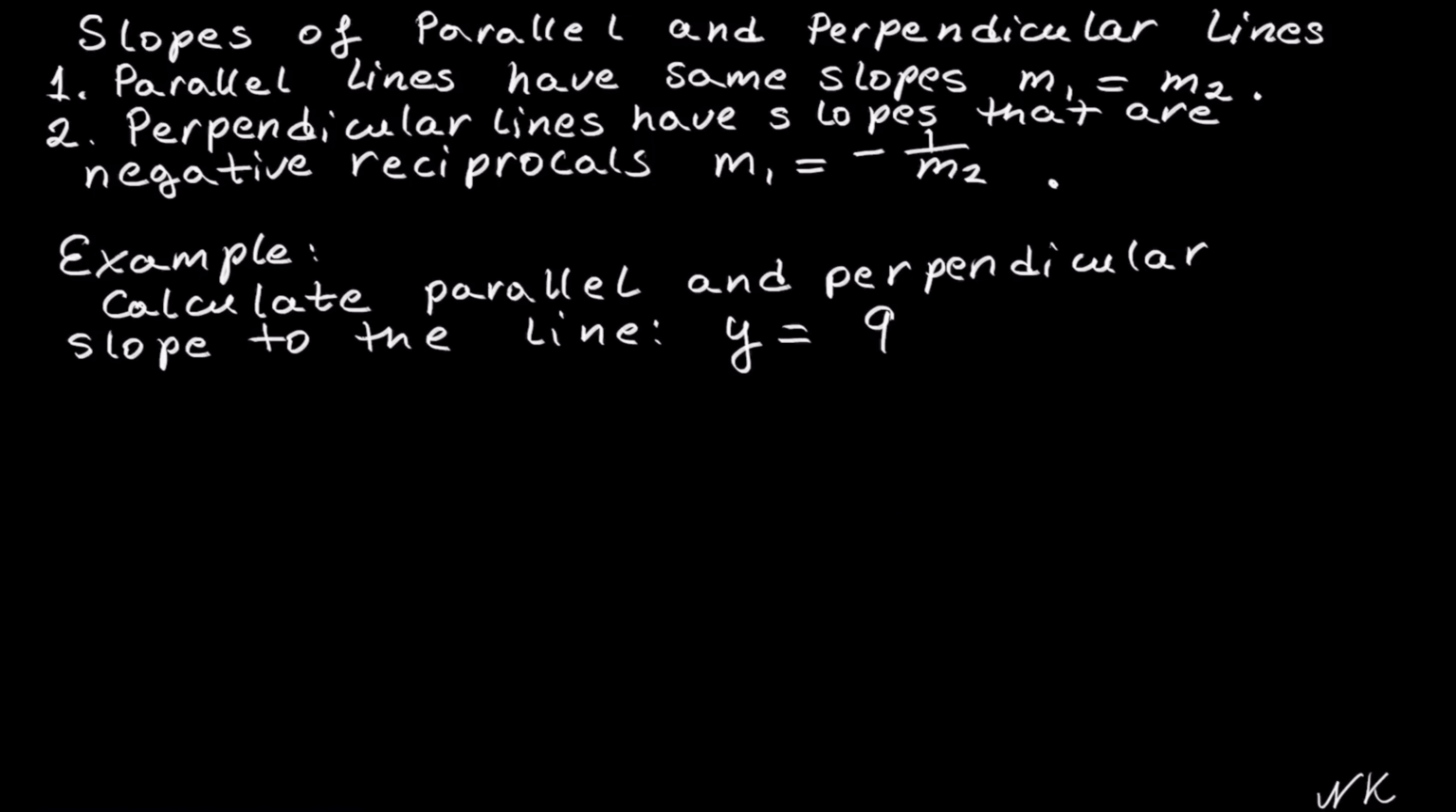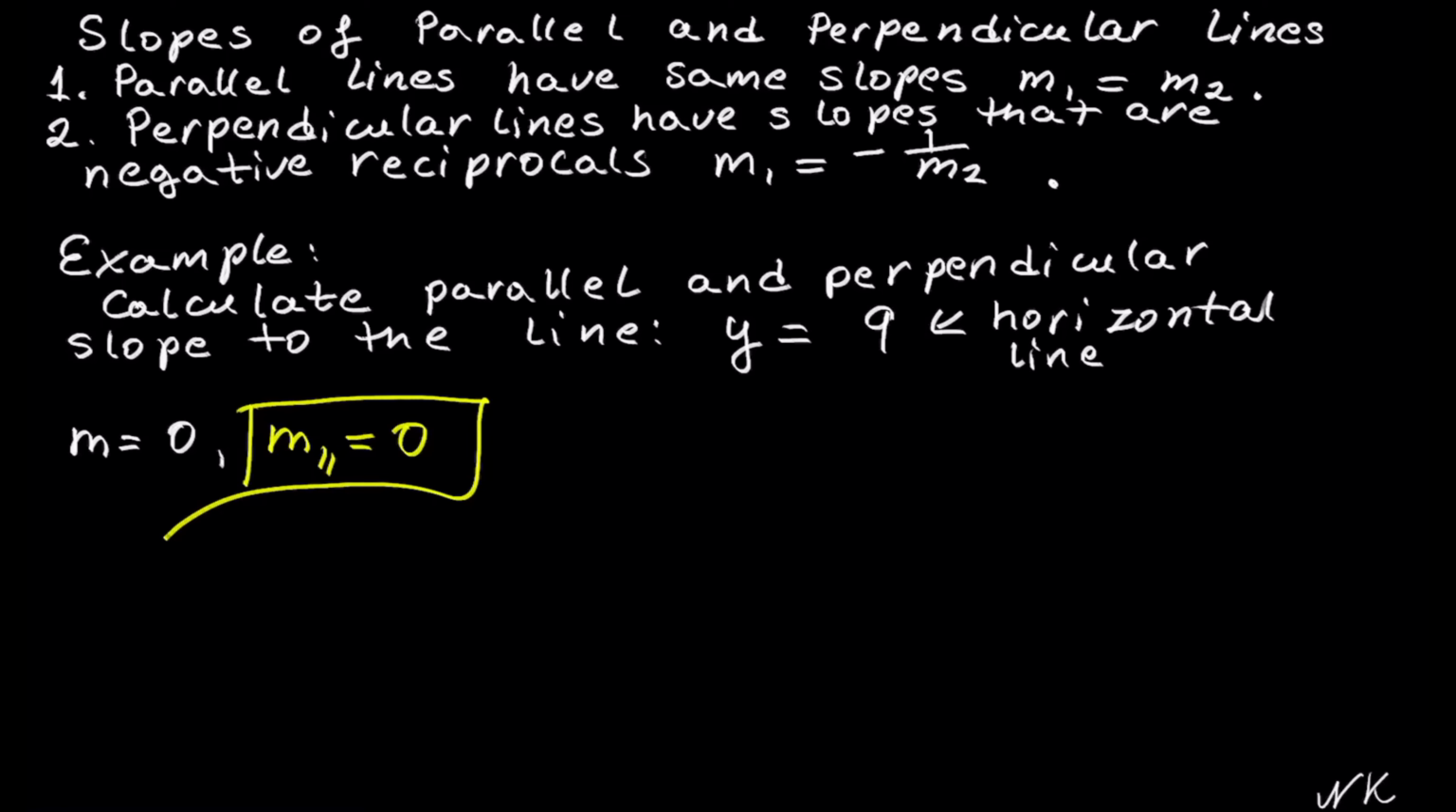In this example, we are going to calculate parallel and perpendicular slope to the line y equals 9. This is in the form of y equals a number, which means this is a horizontal line. For this example, we need to remember that the slope of a horizontal line is equal to 0. Once you know the slope of this line, we also know the slope of a parallel line, which is also equal to 0. The slope of a parallel line to a horizontal line is 0.